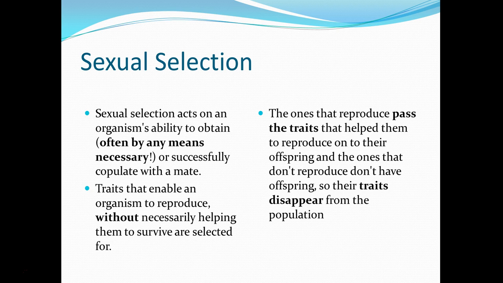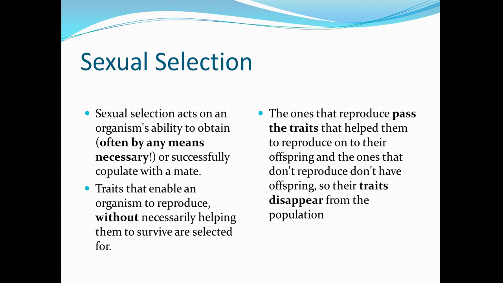Sexual selection is a process by which organisms are selected for mating purposes. And therefore, any traits that they have, of course, are going to be passed on to the offspring.